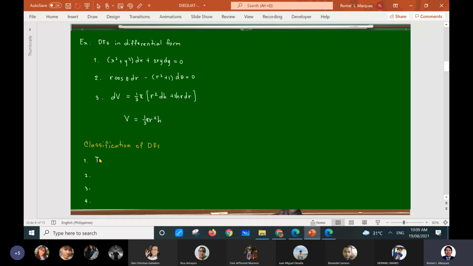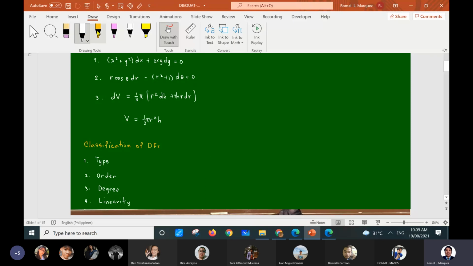Classification by type, by order, by degree, and then by linearity. Okay? Clear now, guys? So these are not the only classifications. There are still many, and our focus will just be on these four for the meantime. So let's start with the first classification, classification by type.